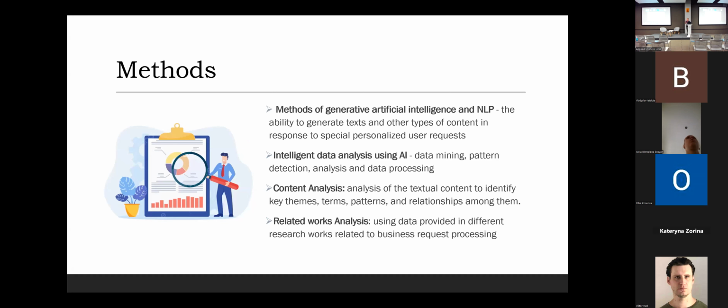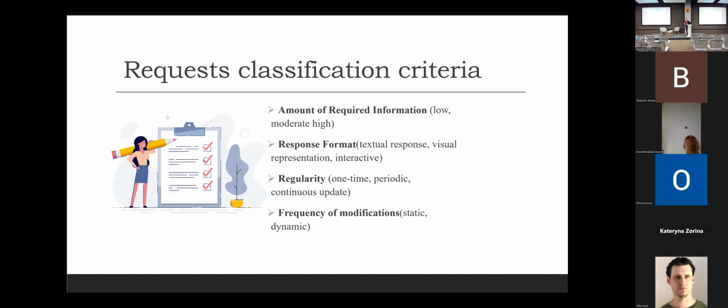So on this screen, you can see the methods we have used in our research. It is artificial intelligence with NLP support, intelligent data analysis, content analysis, and related words analysis. Based on the analysis which we performed, we have defined 4 main points of request classification.